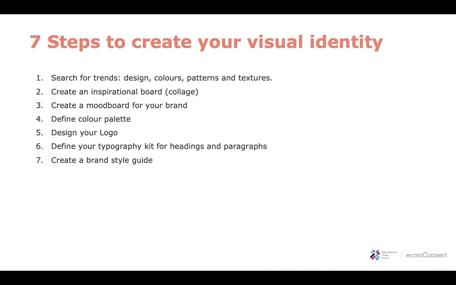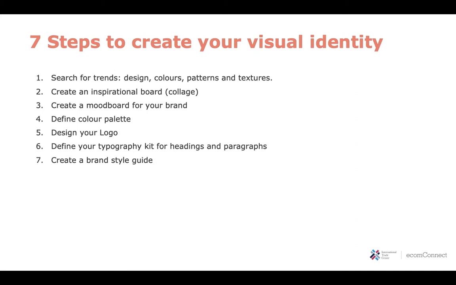Today I will share a simple 7 steps process to create the visual identity for your brand. I'll start by showing you how to search for trends in terms of designs, colors, patterns, and textures. Then together we will create an inspirational mood board, which is basically a collage of pictures. After that, we will be able to create a simple mood board for your brand with the most relevant images.